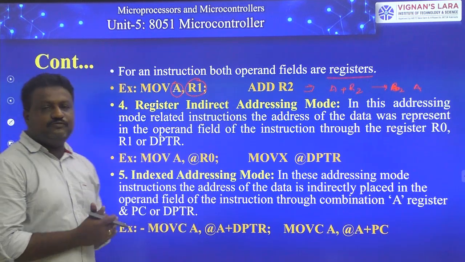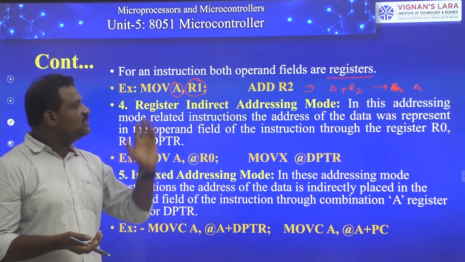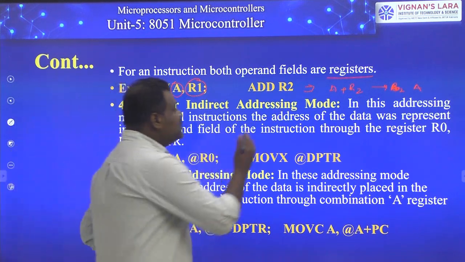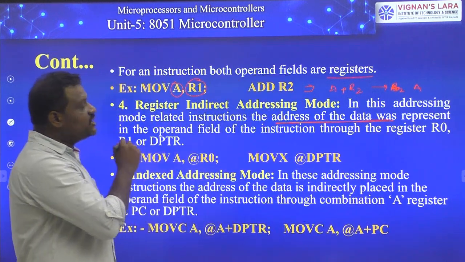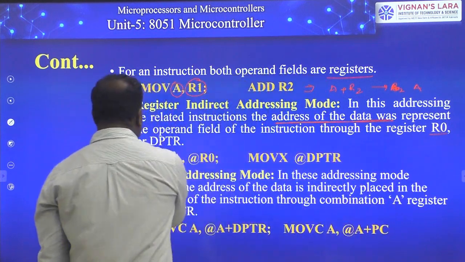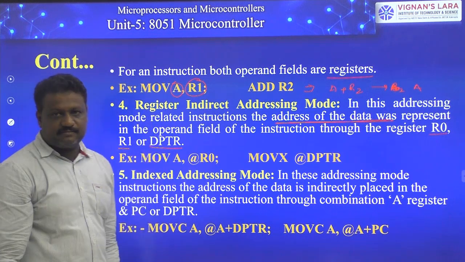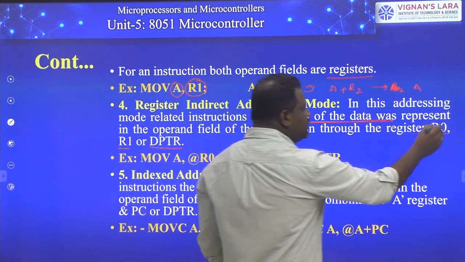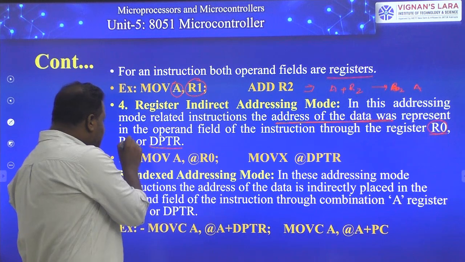Next, coming to the fourth one, register indirect addressing. What is this? In this addressing mode, the address of the data is represented in the instruction operand field through the registers, either R0 or R1 or the data pointer DPTR. The address of the data here is just 8 bit when the address of the data is represented in the instruction with the help of R0 or with the help of R1.